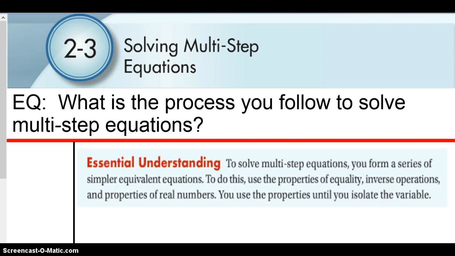I liked how the book stated they give an essential understanding, and today we're just going to solve multi-step equations, and when you do that you form a series of simpler equivalent equations. To do this you use the properties of equality, inverse operations, and properties of real numbers. You'll use the properties until you isolate the variable. That's not something that you need to write down unless you choose to. I just thought it was a really good explanation.